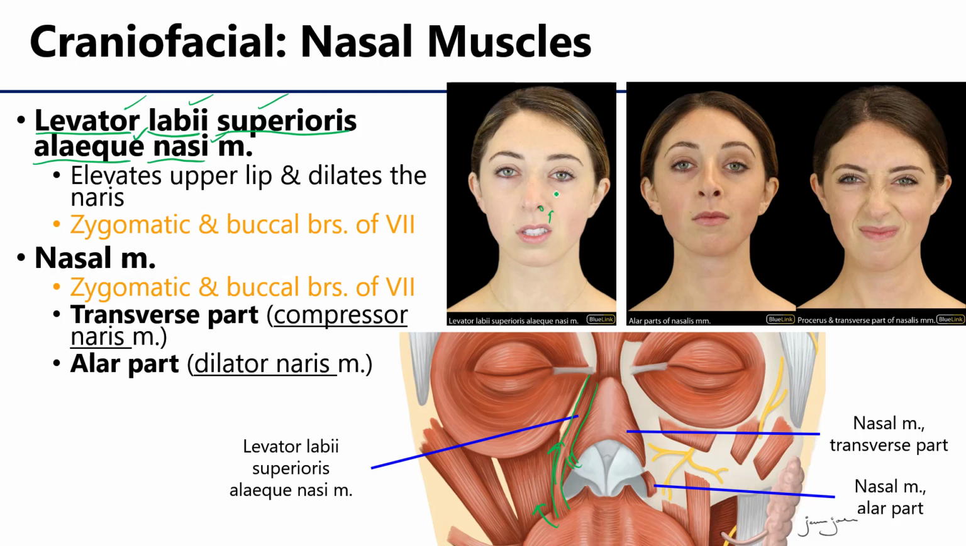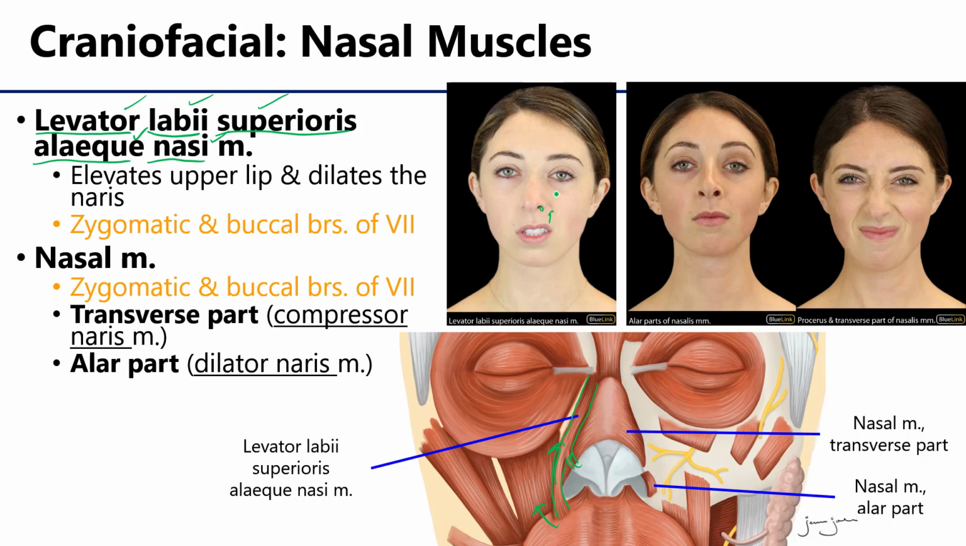I like to think of this as almost like a snarl, or if you've heard of Elvis and have ever seen a video of that face that he made, that classic Elvis face is compliments of levator labii superioris alaeque nasi. This is a muscle that is innervated by both zygomatic and buccal branches of the facial nerve.